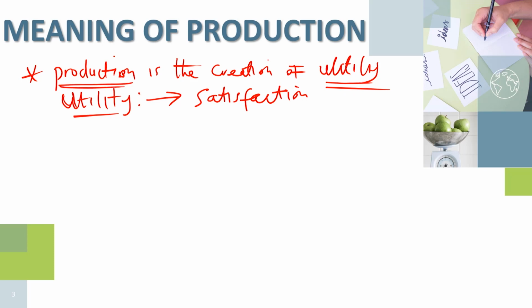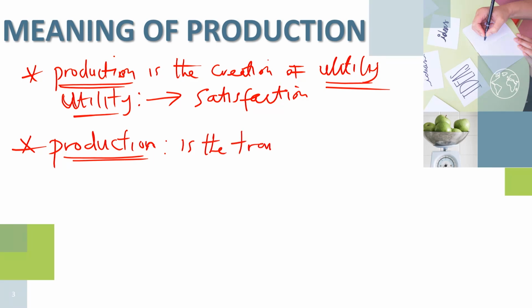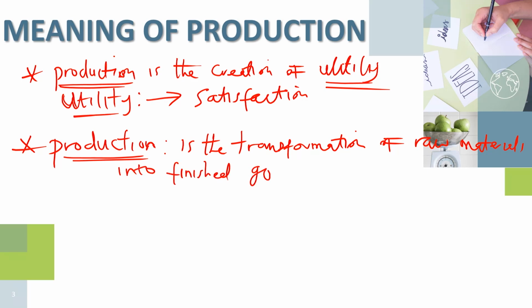So let's consider another definition of production. This second one, I like it so much. Now look at the definition of the second one. We say production, it is in two parts, A and B. The first part, I say production is the transformation of raw materials into finished goods. You can see, production is the transformation, the changing of raw materials into finished goods.